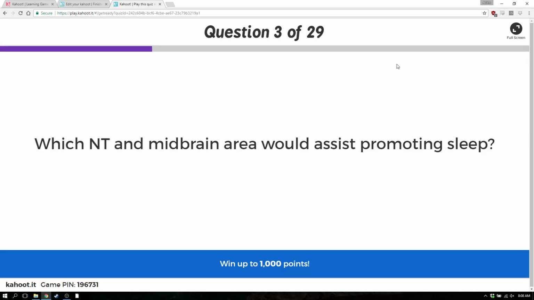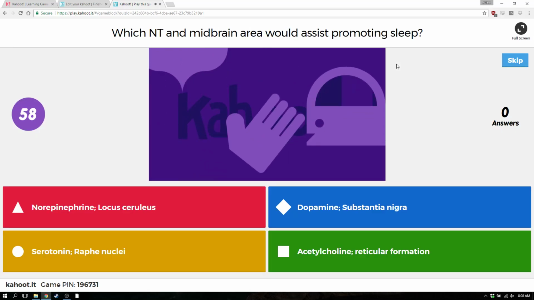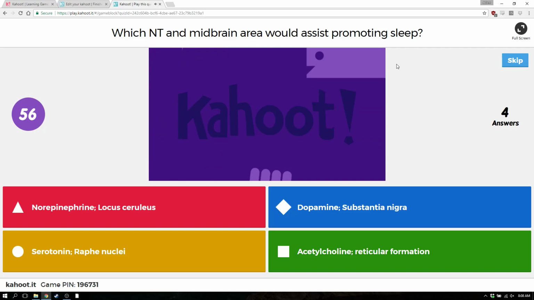Which neurotransmitter in the midbrain area would assist in promoting sleep? I'm just going to say neurotransmitter from here on out because it saves characters.